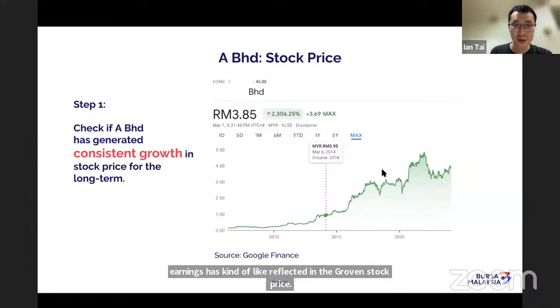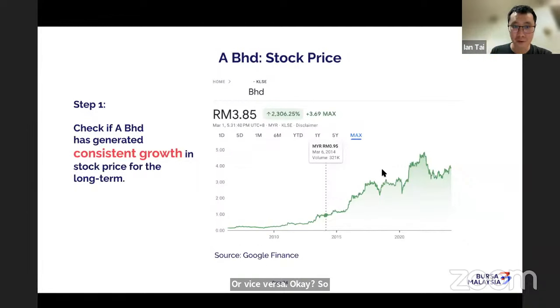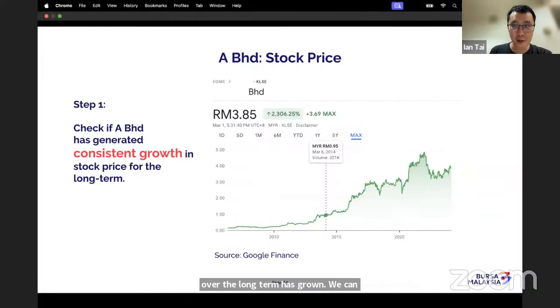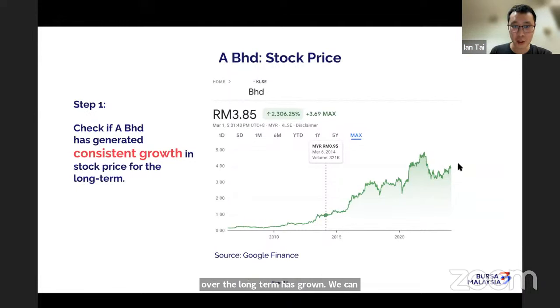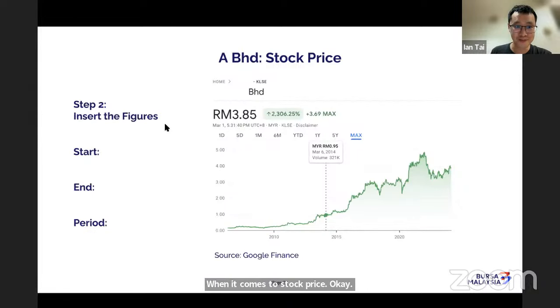So right now, if you have a stock price graph that looks something like this, which over the long term has grown, only with this pattern, we can then use this. We can actually calculate CAGR for this kind of company when it comes to stock price. So with that, let's use the calculator.